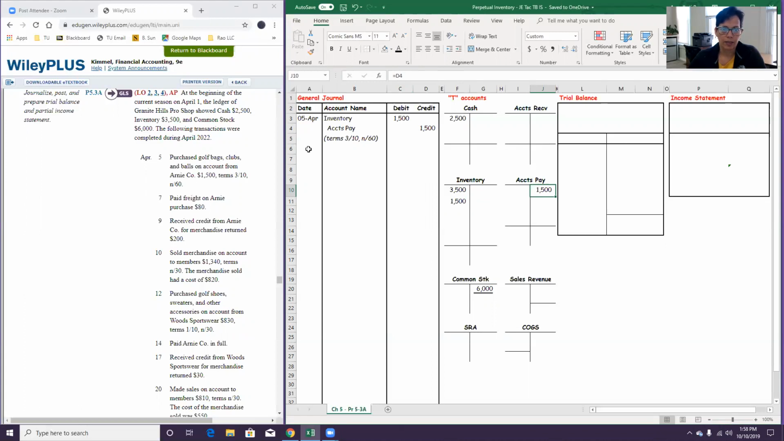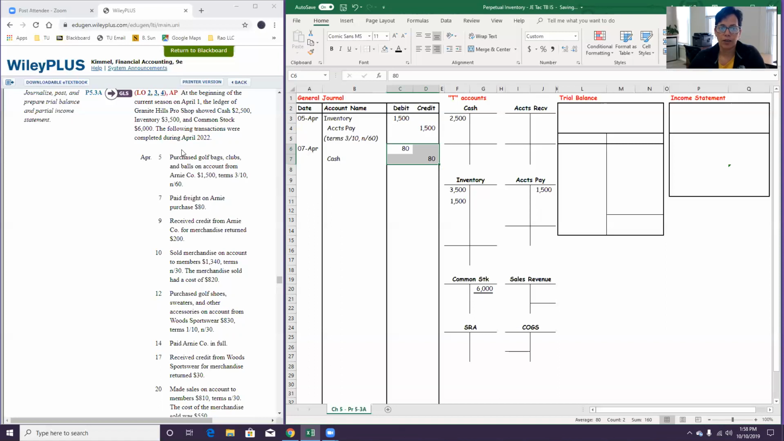On the 7th, that's the next transaction. On the 7th, I paid freight on Arnie purchase. The purchase I made on the 5th, I've paid for the freight. I paid, which means cash is credit. That part is easy now in this transaction. I paid cash. Now, what should I debit?